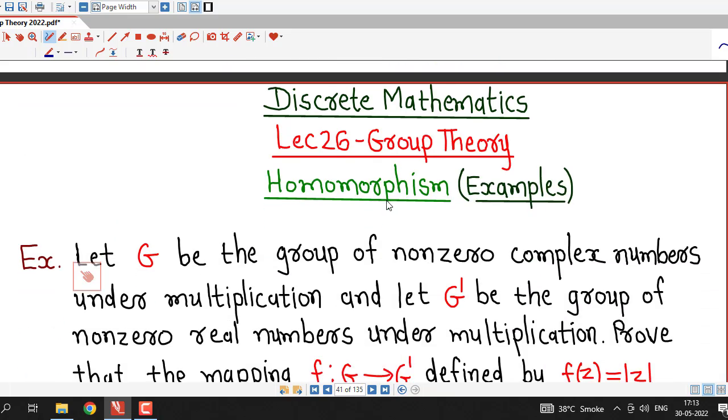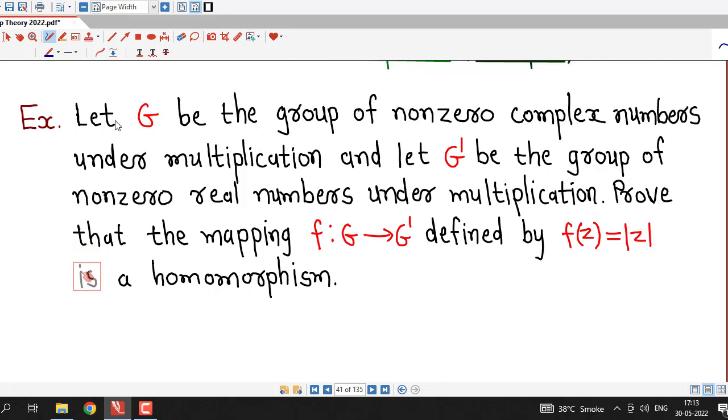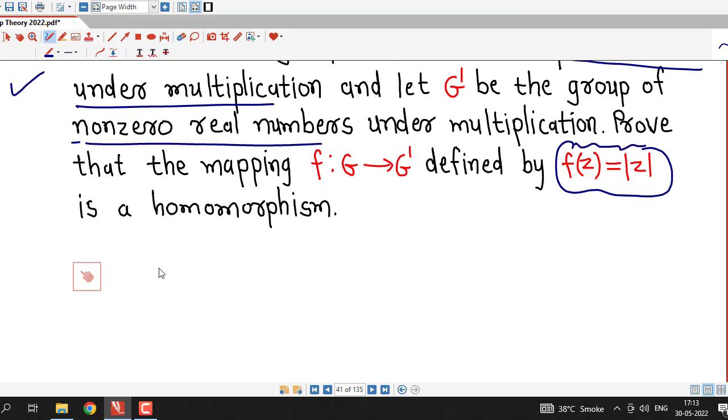So with this definition in mind, we consider some examples in which we will show that the given function is a group homomorphism. So we start with this example. Let G be the group of non-zero complex numbers under multiplication and G dash be the group of non-zero real numbers under multiplication. Prove that the mapping f from G to G dash defined by f of z equals absolute value of z is a homomorphism.